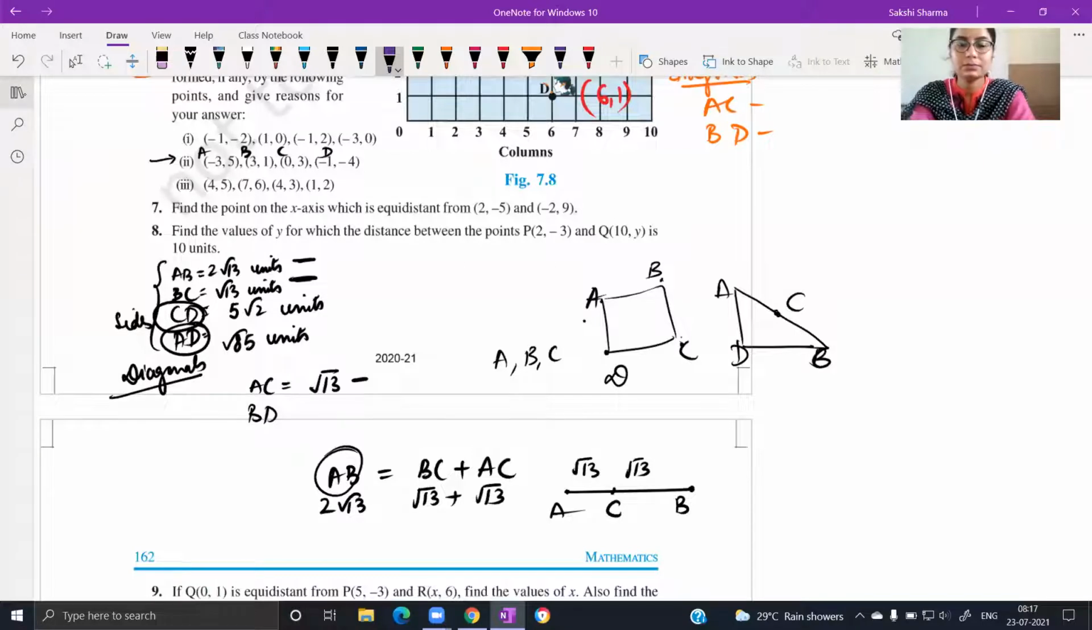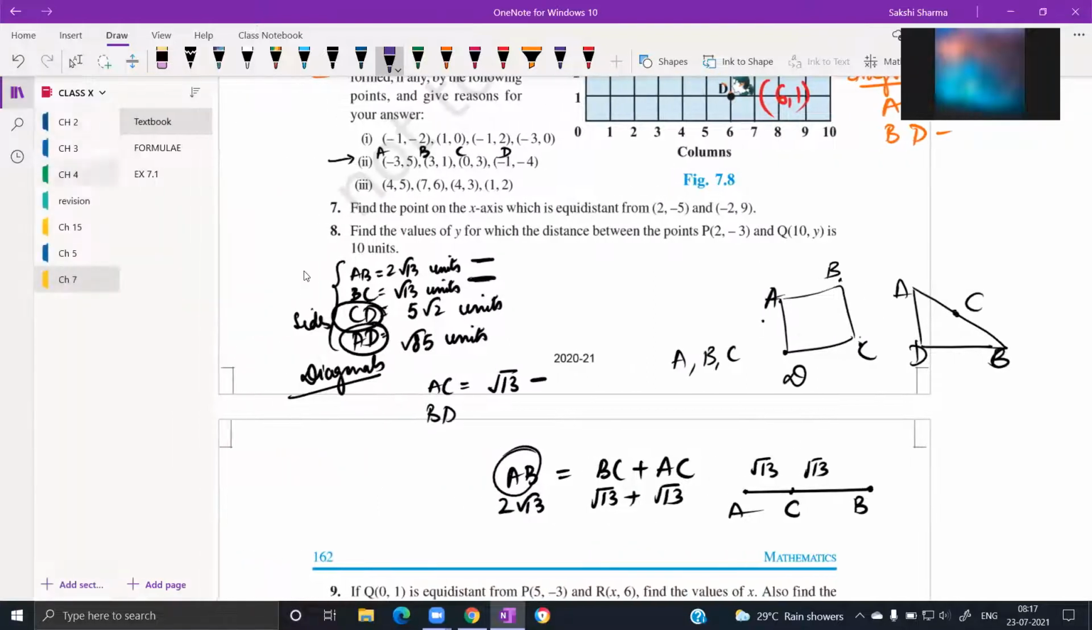Class 10th? Yes, ma'am. Anyone who did third part, or you were waiting to do it during the class? Opposite sides are equal. Opposite sides are equal.